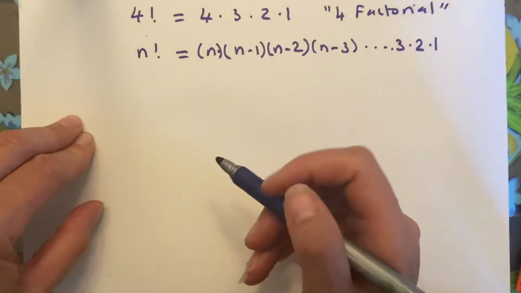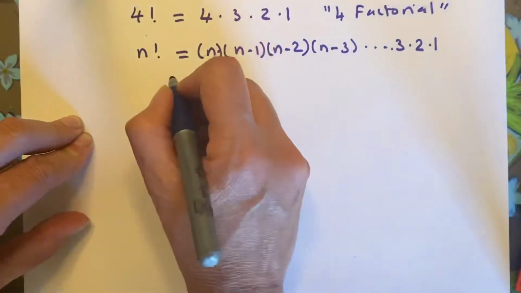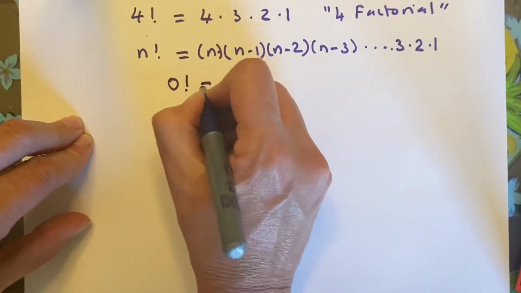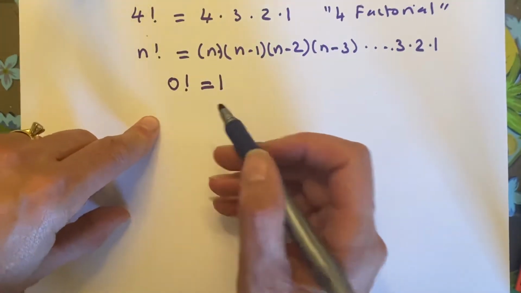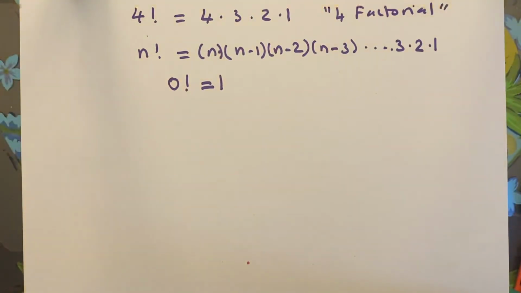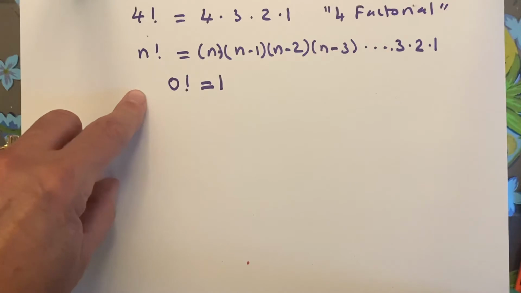It is important to know that 0 factorial equals 1, okay? It's very, very important to know that 0 factorial equals 1. It's not 0. I know that's odd, but it is important as we do some calculations to know this.